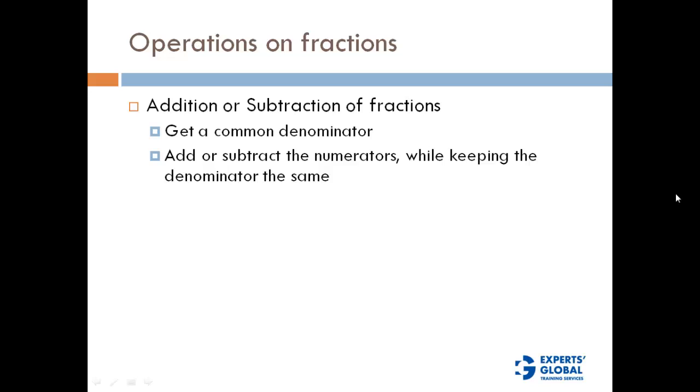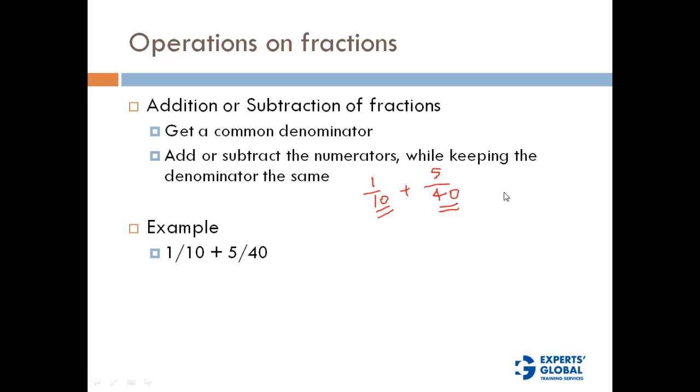Okay, let's see how to use this rule in action. Let's say we are adding two numbers, 1 by 10 and 5 by 40. Let's say 1 by 10 plus 5 by 40 is the operation we want to do. What is the first rule? The first rule says get a common denominator. So this is the denominator, we have 10 here, and here we have 40. Now we have to get a common denominator.